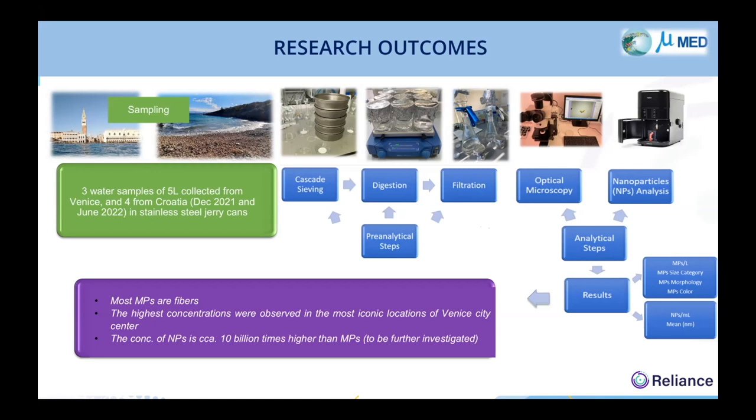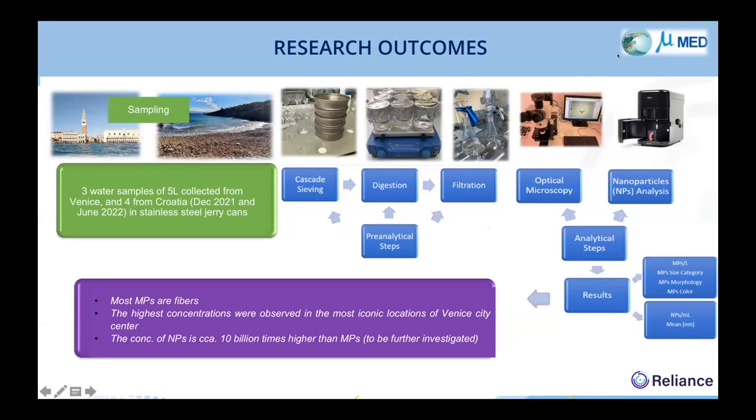So we go to the pre-analytical steps. These steps are crucial to obtain meaningful results. First of all, we have a cascade sieving with nested sieves, with always decreasing mesh size. And then we have the digestion step with hydrogen peroxide, to be sure that all the microparticles are actually microplastics. You know that hydrogen peroxide would not impair microplastics, but would digest organic material. And the third step is filtration. After filtration, you have all the microplastics on the filter.